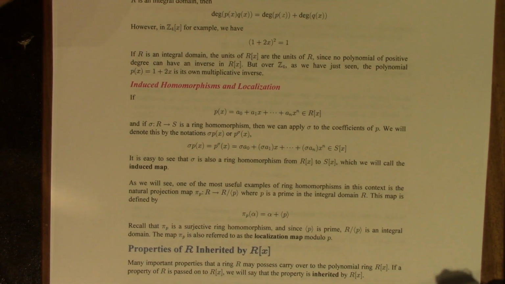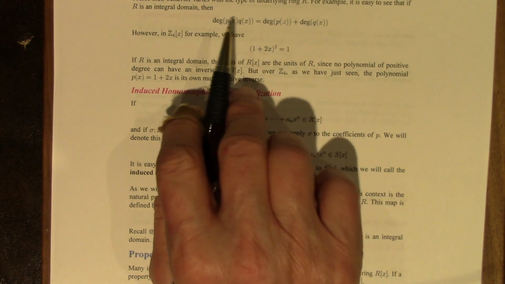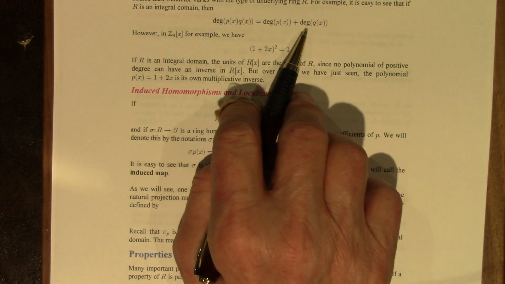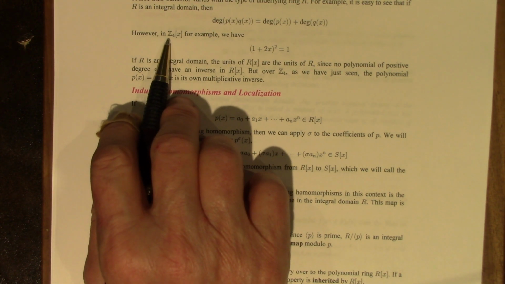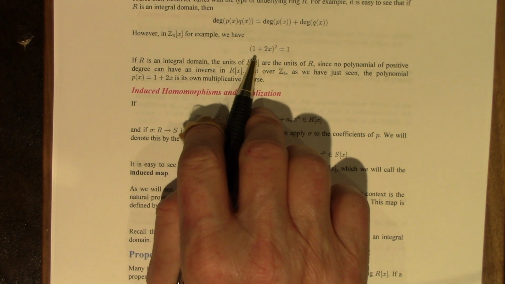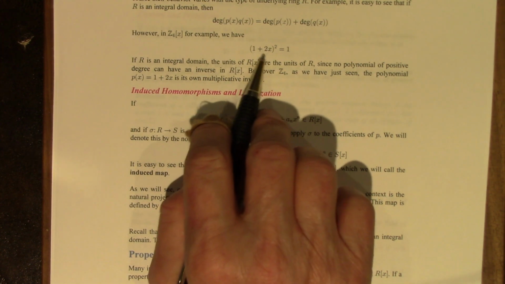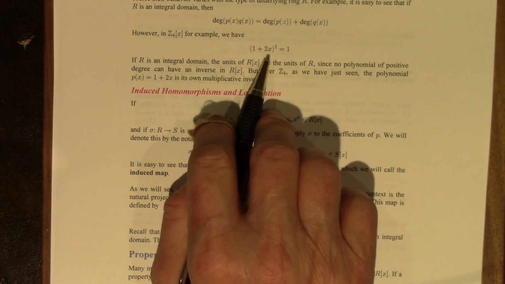For example, if R is an integral domain, it's easy to see that the degree formula holds, that the degree of the product is the sum of the degrees. But for example, over Z4, we have the polynomial (1 + 2x²) · (1 + 2x²) equal to 1, and so the degree formula certainly doesn't hold here.